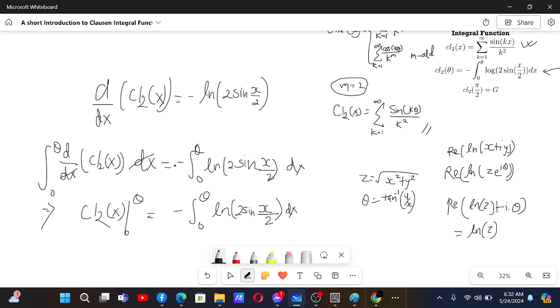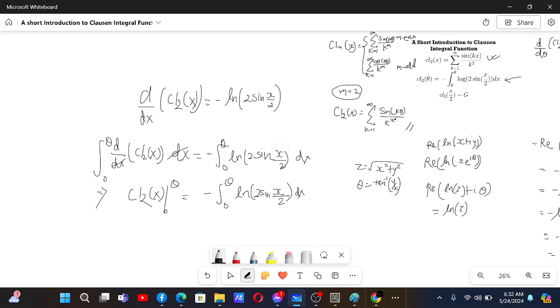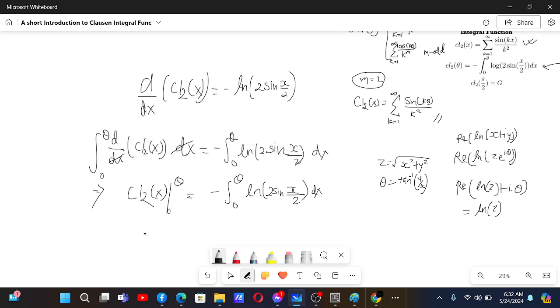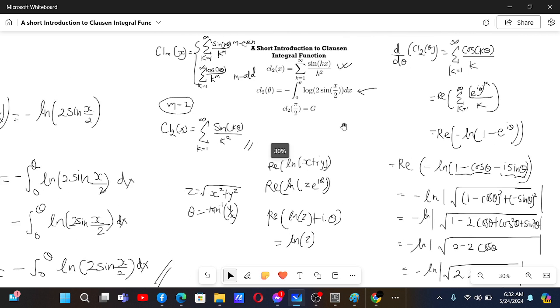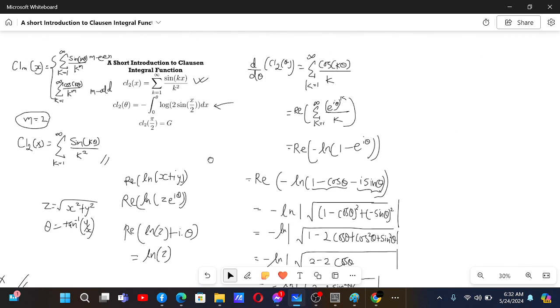Now Cl2 of 0 is just 0, because it is a sum of sines, and sine of 0 is just 0. This will just be Cl2 of theta, and on the other side, minus the integral from 0 to theta of ln of 2 sine x by 2 dx. This is how this integral formula can be derived, by first finding its derivative and then taking the integral of the derivative. Now we have the last thing to verify, because this is such a useful property that I needed to include it in the introduction itself. So yes, I'm doing it right now.